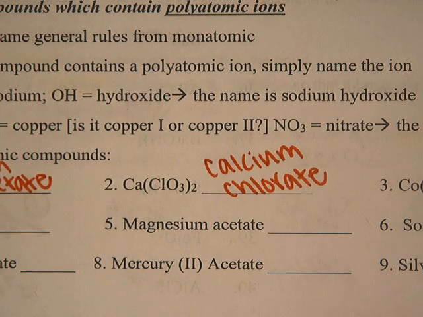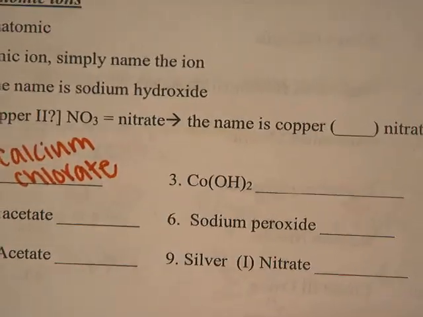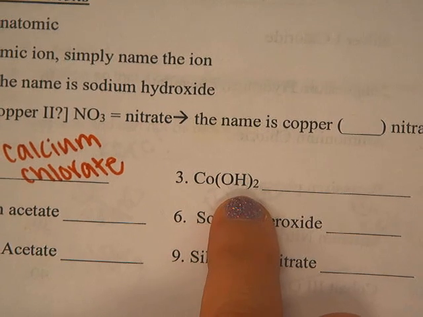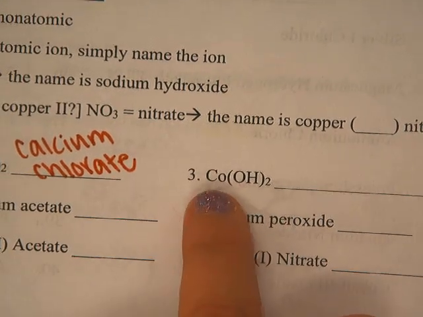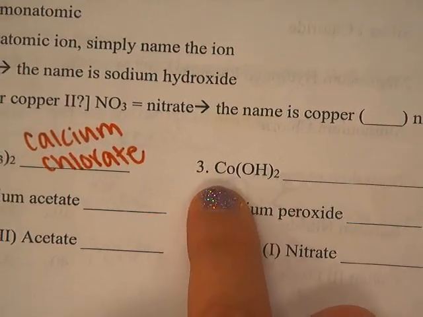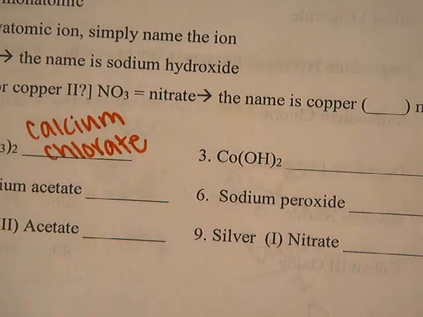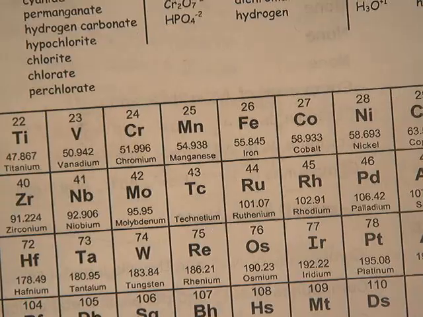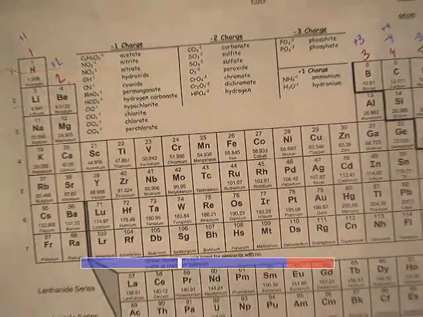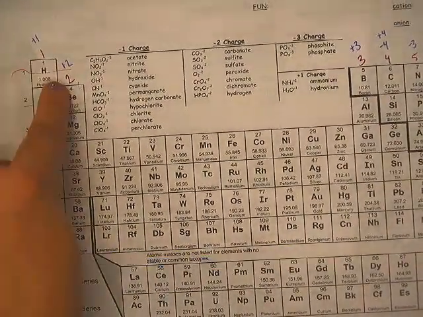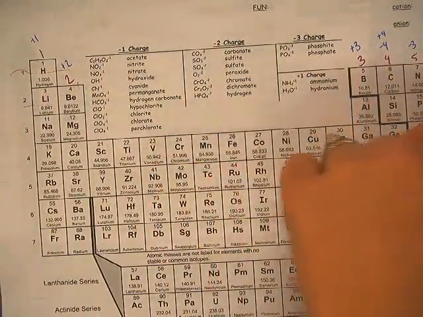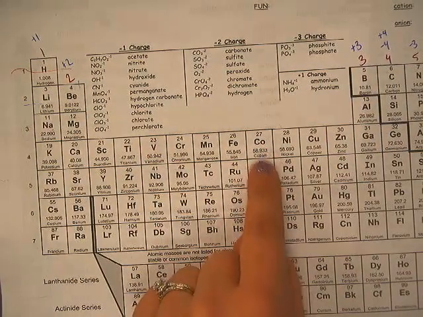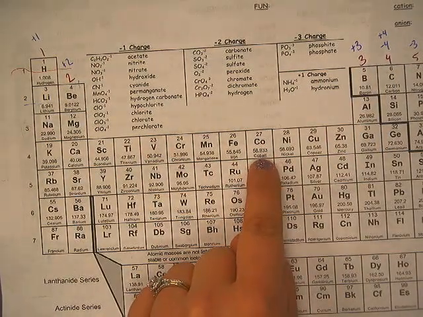Where it becomes a little bit more difficult is when you have a transition metal bonded to a polyatomic ion. I know that this is a transition metal because when I look up Co, cobalt, on my periodic table, it's in the D block. So if I zoom this out so you can see where it is. When we label our valence electrons and our oxidation numbers, we're only labeling our tall groups. And cobalt is in this middle group that we skip labeling.